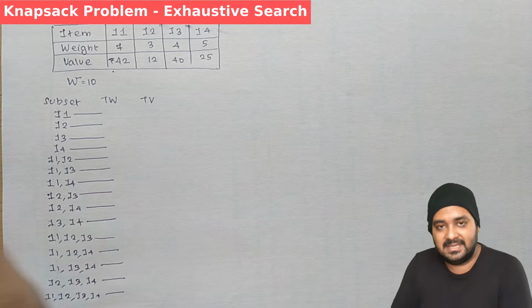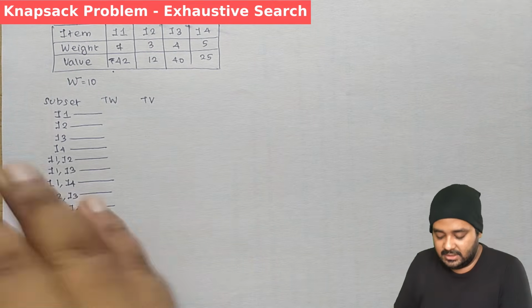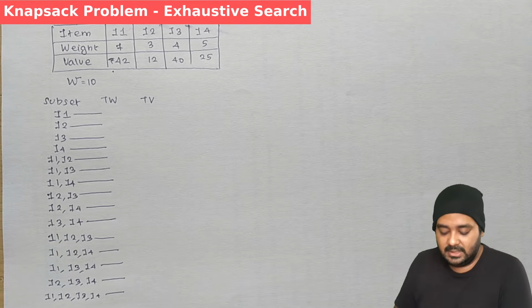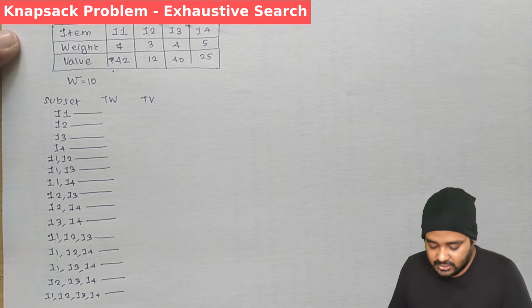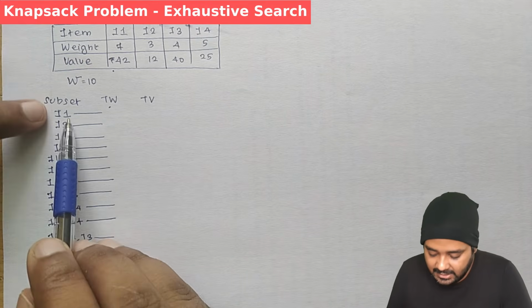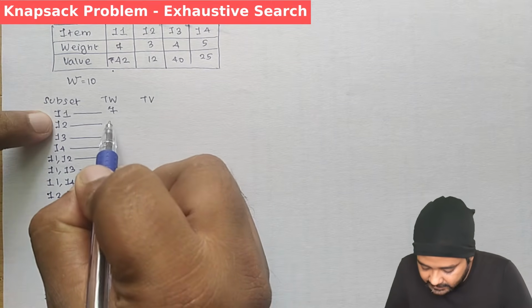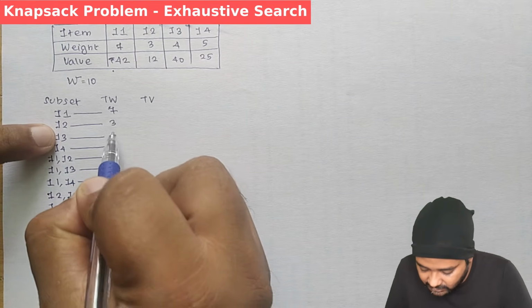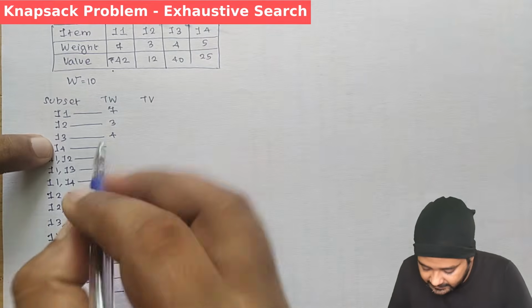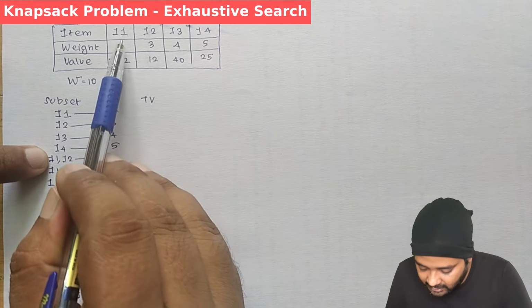So what we have done is we have placed all the possible sub-solutions for the given item set. Now what we have to do is calculate the total weight of each. For example, the weight of I1 is 7, the weight of I2 is 3, the weight of I3 is 4, and the weight of I4 is 5, right?